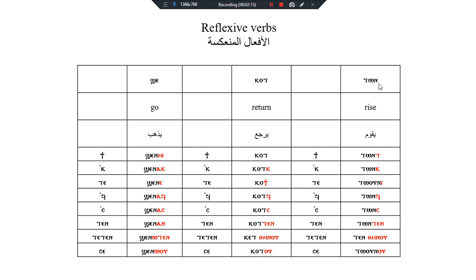And with the verb ton: ti tont, ek tonk, te toni, ef tonf, es tons, tin tonten, tetin tonoten, se tonou.